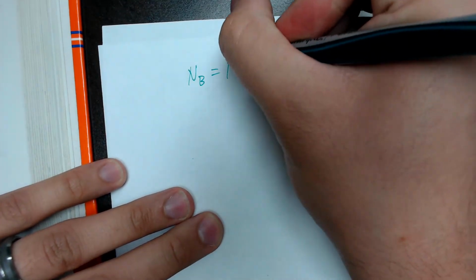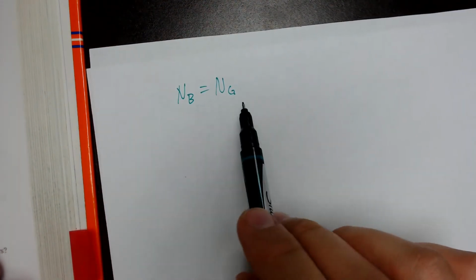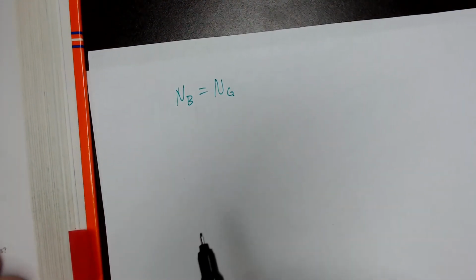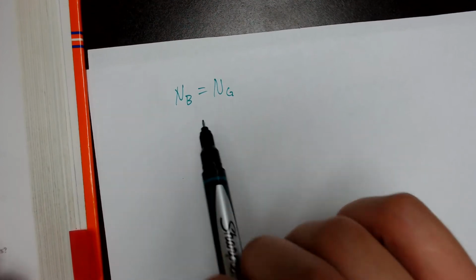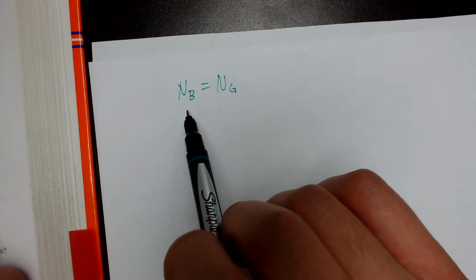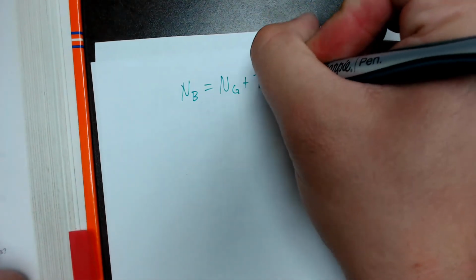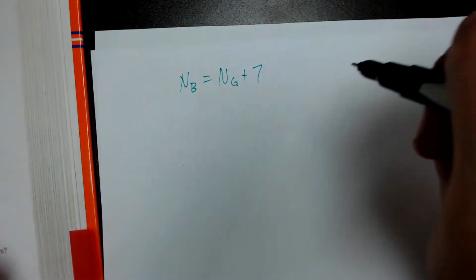Now, this is a little bit tough, and the way I always like to do this is I always like to set these equal, which we know is not true, and then make it true. So, if the boys exceeds the number of girls by 7, that means this is the bigger number. In order to make these equal, I need to add 7 to the smaller number. So, number of boys equals number of girls plus 7.